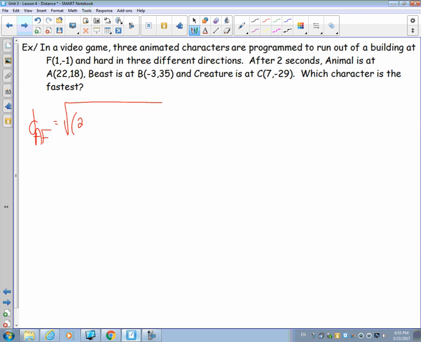So I'm going to do 22 minus 1 squared and 18 minus negative 1 squared. That's going to give me 21 squared plus 19 squared. Hey, we've got to do the stuff underneath the root sign, so don't make it into a 40 squared, okay? 21 squared plus 19 squared is root 802. I don't care what the decimal comes out to. I want to compare. I want to figure which one's bigger. So let's do the next one.